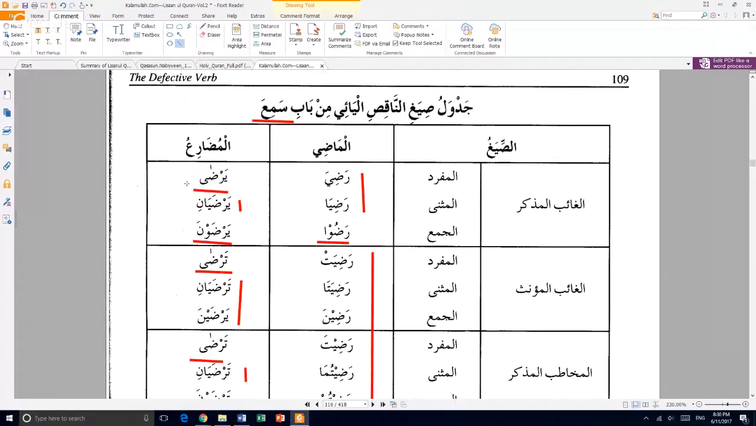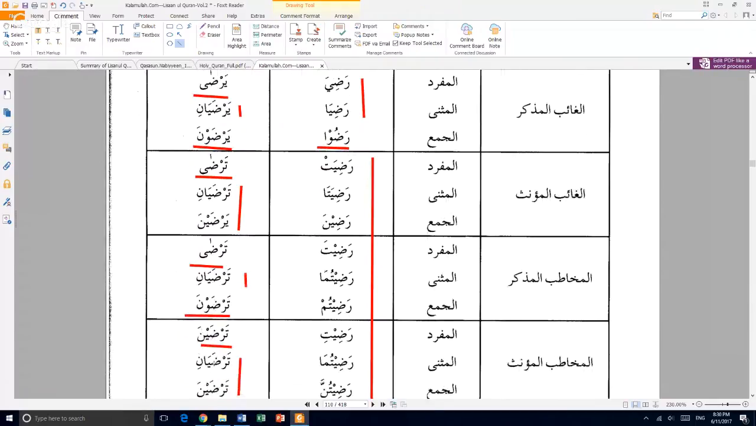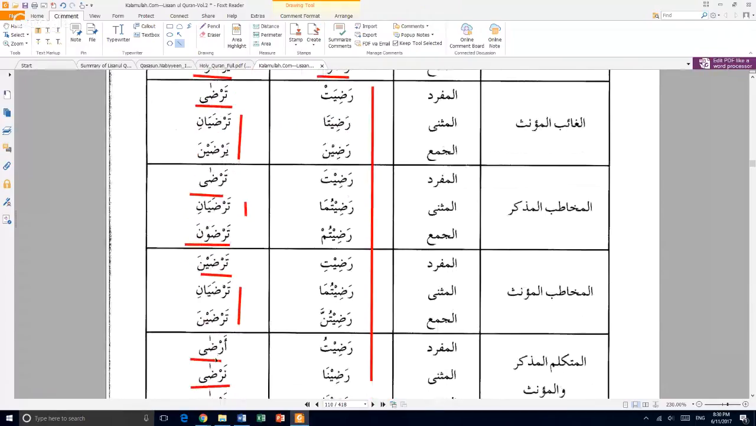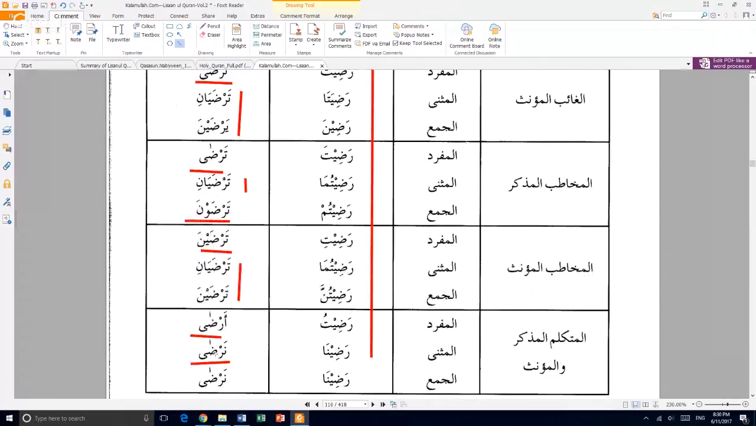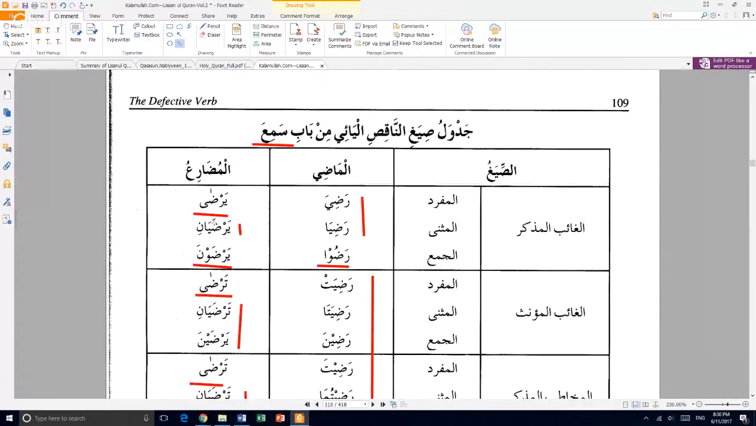You have to learn this. Yarda, changing. Jama muzakkar ghaib, changing. Wahid muzakkar, wahid mu'annath ghaib. Wahid muzakkar hazir, changing. Jama muzakkar, changing. Wahid mu'annath hazir, changing. Wahid mutakallim, changing. Jama mutakallim, changing. A lot of changing. So yarda was yardayu, yarda, yardayani, that's fine.